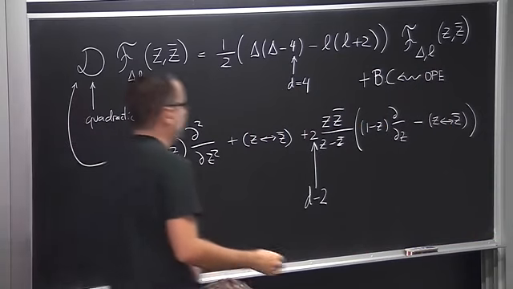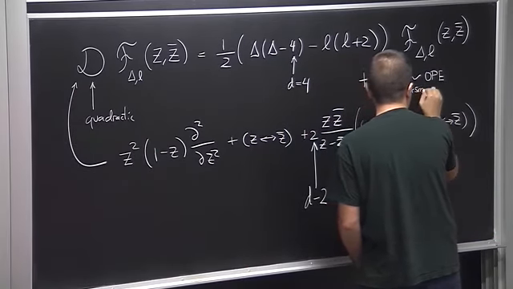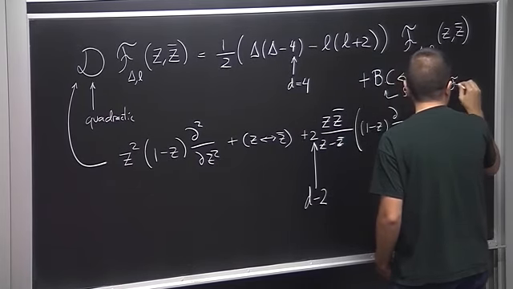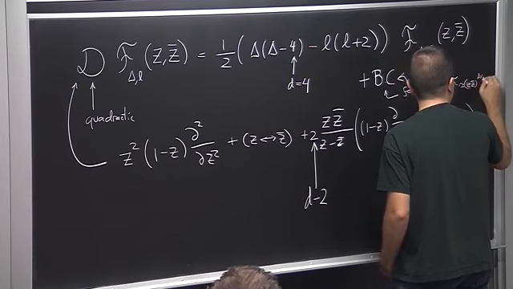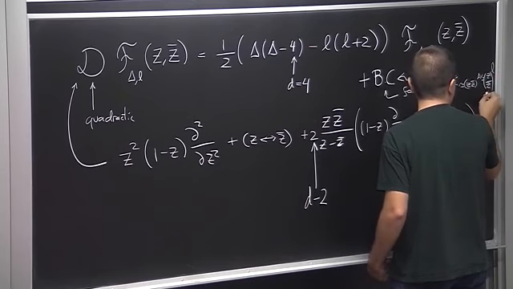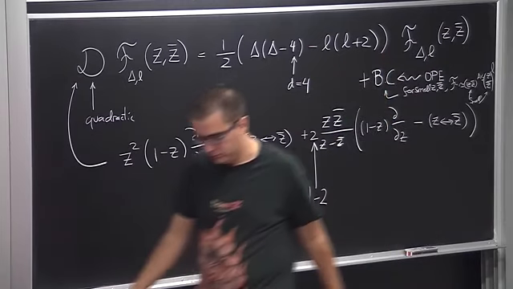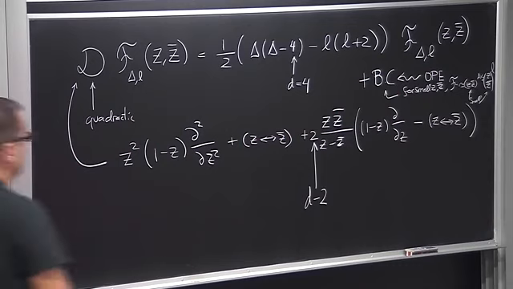The boundary condition that comes from the OPE just tells you that for small z z bar, if you want to be totally complete, this f behaves as z z bar to the power delta over 2, z over z bar to the power L over 2, where both these quantities are small.